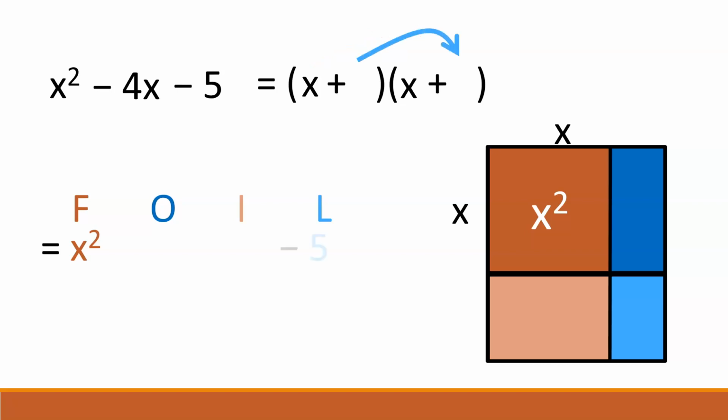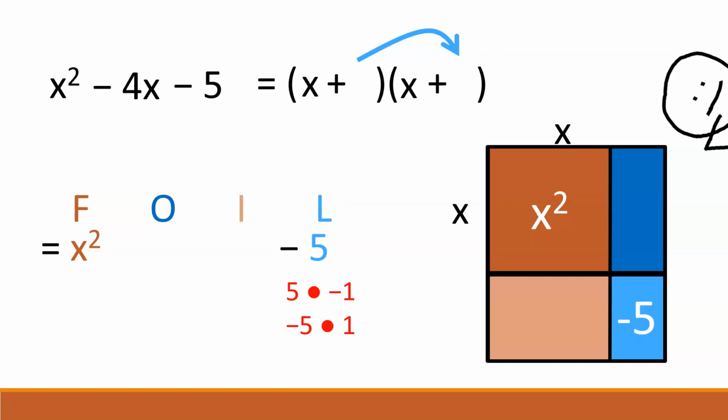The last times the last has to give us negative 5. Now, there's not a lot of possibilities here, but because that's a negative, we have to consider that. In fact, we could get negative 5 as a product of 5 and negative 1, or a product of negative 5 and positive 1. So we've only got two possibilities to check here. Yeah, only two, so it's not going to take us quite as long. So let's see, the outers and the inners will have to combine to give us negative 4x. Let's just try the first one.